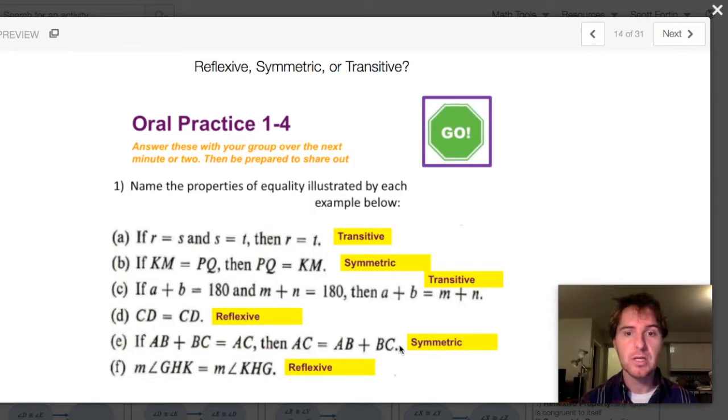Reflexive here, symmetric here. Ooh, a little tricky there. That one was reflexive. Hopefully you got that one. So notice here, there was no if here.